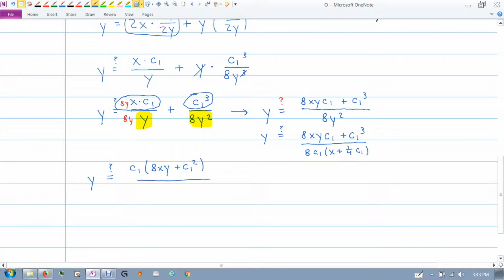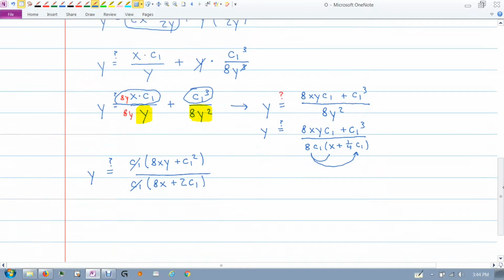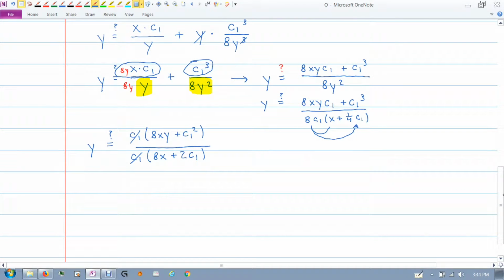And on the bottom, I'm going to go ahead and multiply the 8 through and leave the c sub 1 out there because it's going to cancel with the c sub 1 up top. So just the 8 through there, I get 8x, and then plus, when I multiply 8 times 1/4, I get 2c sub 1, and that's it. The c sub 1's cancel. Now, gee whiz, this is nasty.